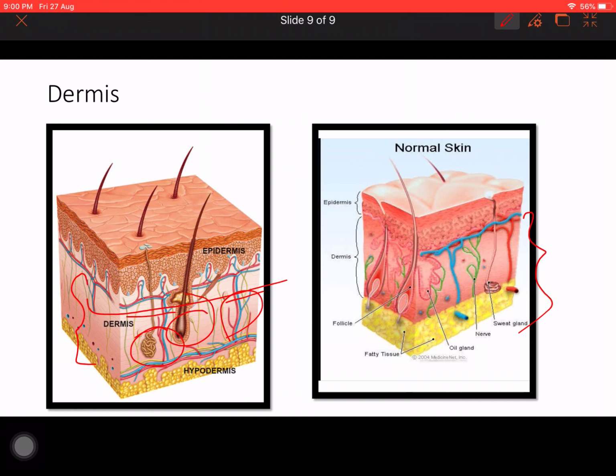These dermal papillae contain the nerve endings, which are very sensitive. So nerve endings are there, you can see here. See minutely in this, you can see the nerve endings also. They are very sensitive to touch, pain, temperature, making the skin a sensory organ.